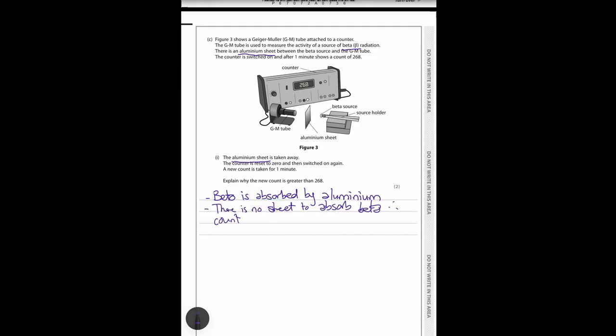So as always with exam technique, I'm making sure that I'm showing the examiner the key piece of information that they want to get from that topic. I'm saying that straight away to get a mark for it, and then I've linked it to the question afterwards. Okay, I'm going to get the mark for that. So the next part of this question is saying the beta source is taken away. There's still a count on there.